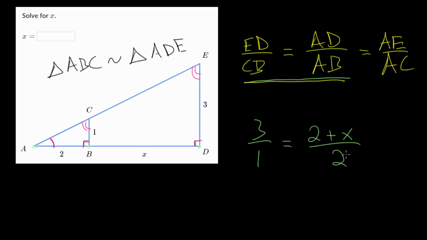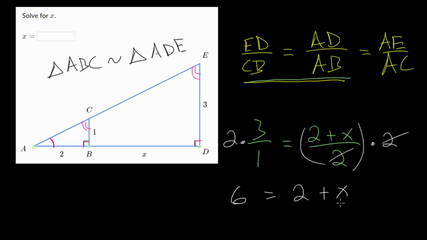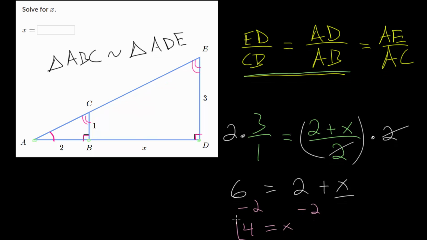So to do that, let's cancel out the fractions. We can multiply both sides by 2, and since this is just division by 1, this is really just 3. And 2 times 3, that's 6. On the right-hand side, the 2's will cancel each other out, and we just get 2 plus x. Now to solve for x, let's subtract 2 on each side to find that x is equal to 4. And before we know for sure that this is the correct answer, we should test it.